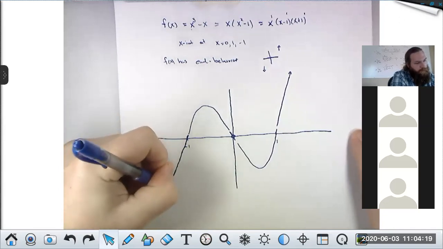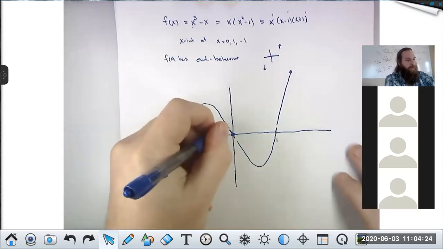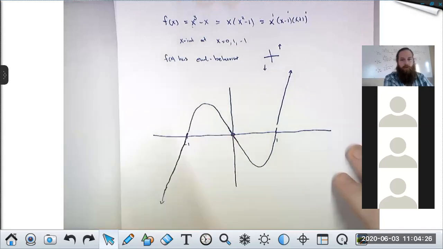If you don't remember how to do this, you should go back and look at your pre-calculus notes. If you don't have those, then you should come by office hours and talk to me.